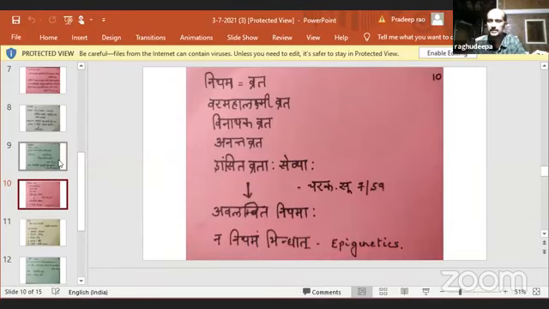Bhindyat means breaking. You should not break that particular vrata, and that is called vrata. You may ask, what happens if that particular niyama or vrata is discontinued?